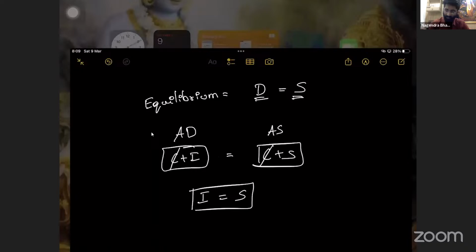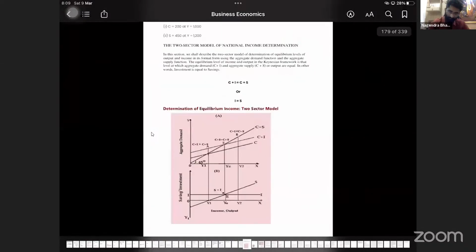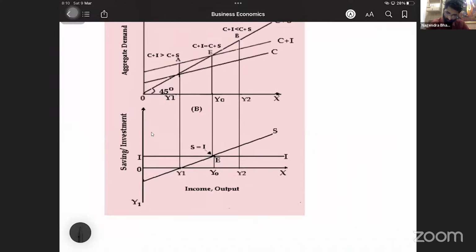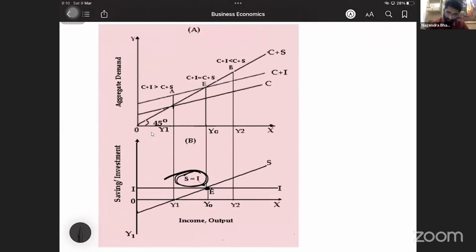Sir, where is it given? No, here see, S is equal to I. At equilibrium, S is equal to I. See the point where aggregate demand is equal to aggregate supply. This is C plus S and this is C plus I. Correct? At this point, which is considered the equilibrium point, I is equal to S.